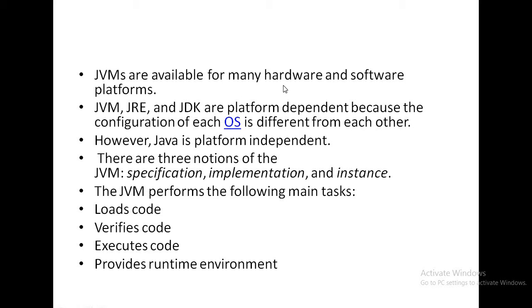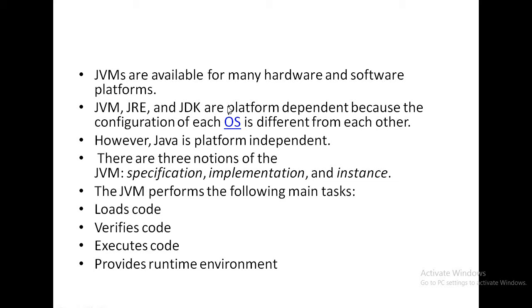JVMs are available for many hardware and software platforms. I have already told you JVM is platform dependent. Since JVM is platform dependent, different flavors of JVMs are available. For the Windows operating system, Windows JVM is there. For the Linux operating system, Linux JVM is there. For the Solaris operating system, Solaris JVM is there. So JVMs are available for different software platforms.